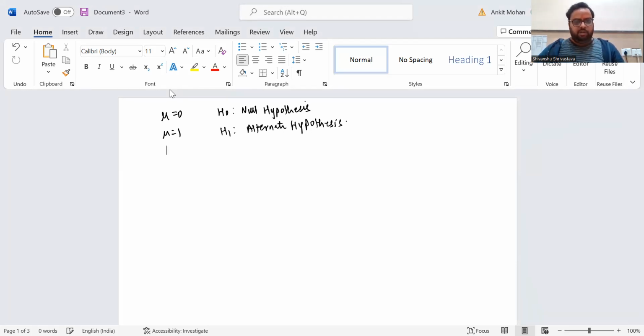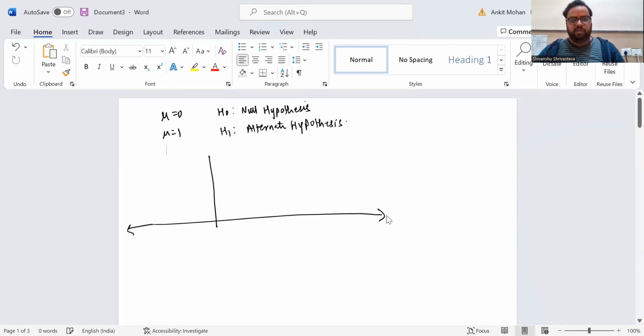Okay. Now, our aim to decide which hypothesis is true is essentially about deciding between two probability density functions. The first probability density function is Y following a Gaussian normal with mean 0 and variance 1, and the other hypothesis signifies a Gaussian distribution with mean 1 and variance also 1.